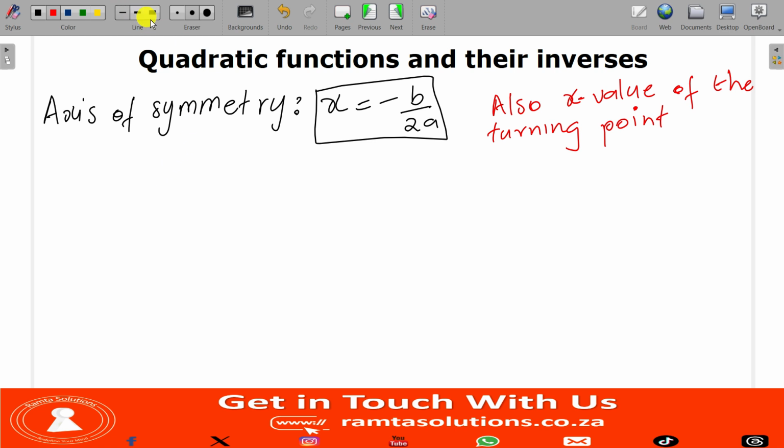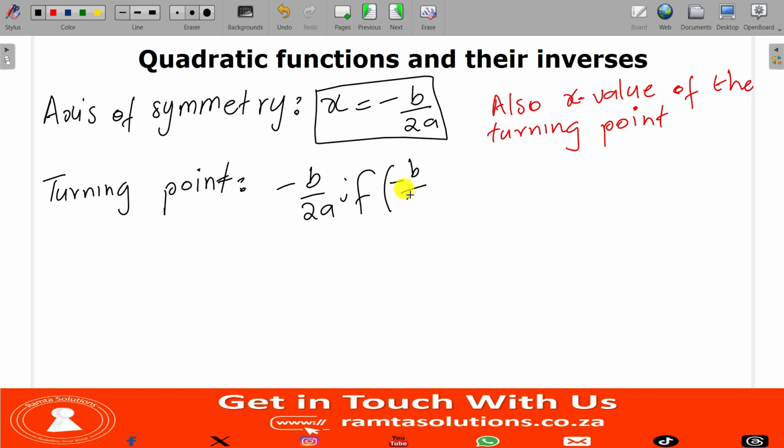Perfect. Now, let's look at the turning point itself. When you are given the quadratic in the form y equals ax squared plus bx plus c, the x value is that of the axis of symmetry, which is negative b over 2a. Substitute that into your original equation, then you will get the y value of the turning point.